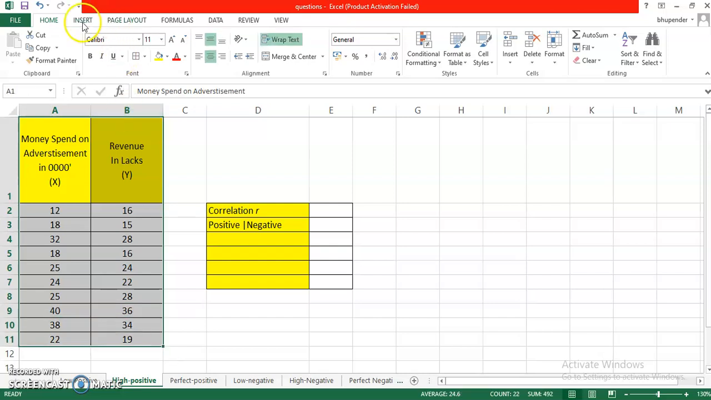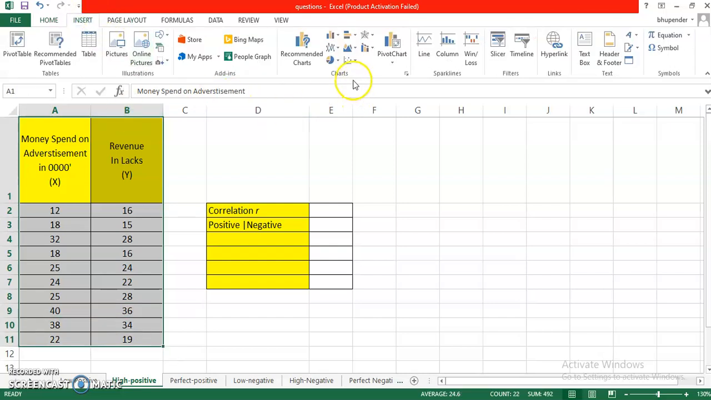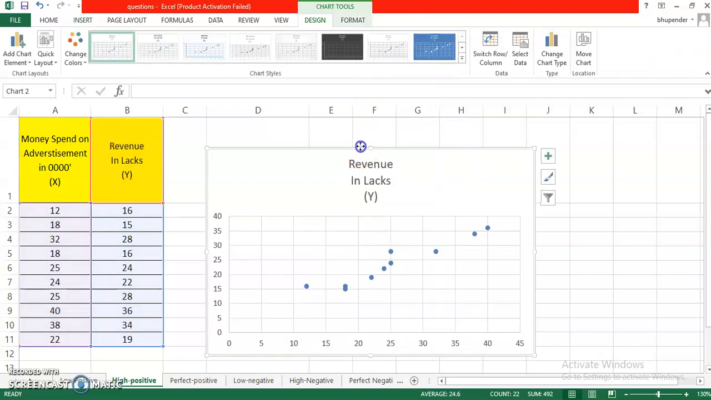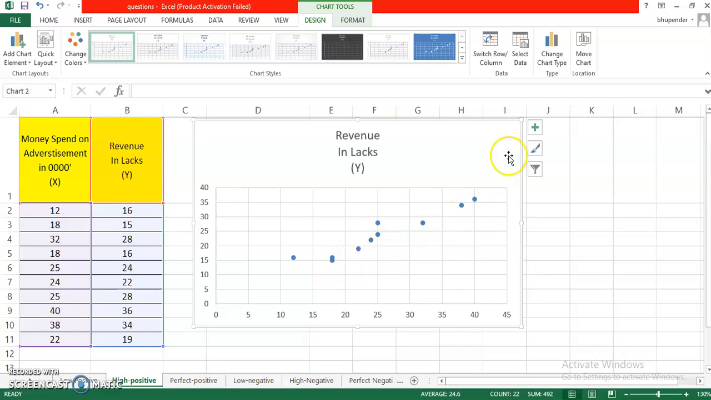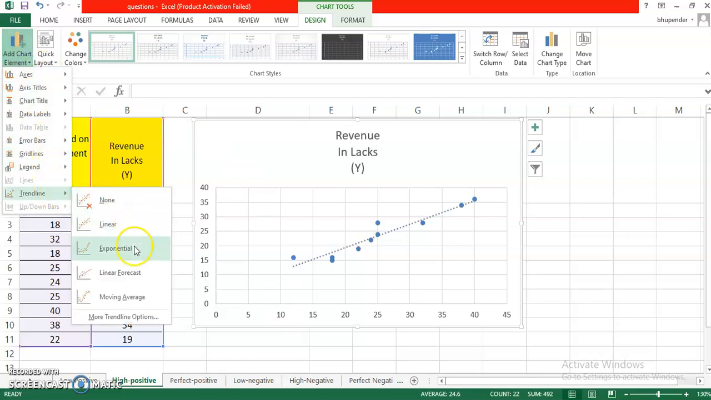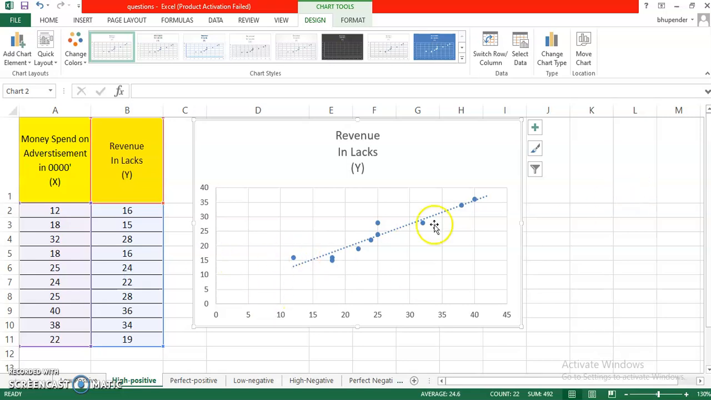So I select the entire data. Again I go to the insert ribbon, and then from the chart groups I select a scatter plot. It is showing me revenue in lakhs. Of course, the axis of X is taking this particular value here. So you can add a chart element as a trend line, linear forecast, and it simply shows that there is a positive correlation. It is very strong because dots are very close to the line, they are not very far away.